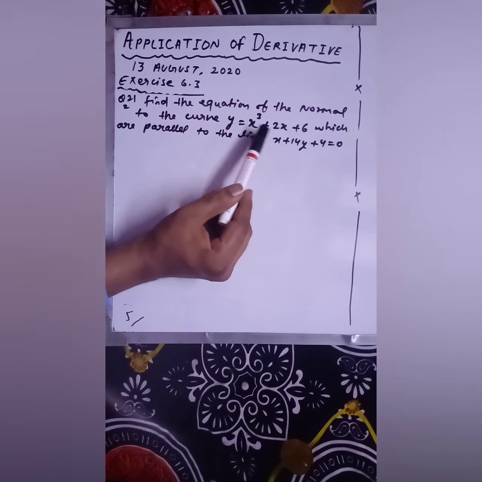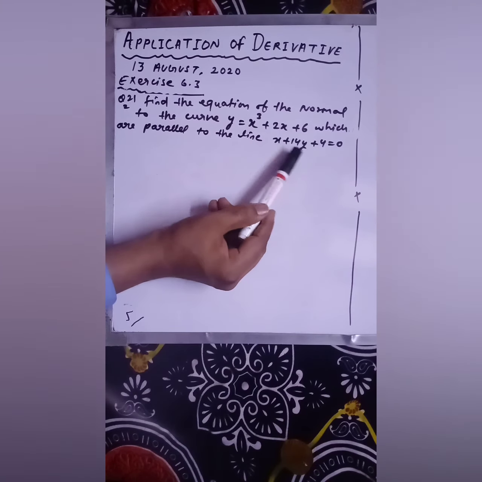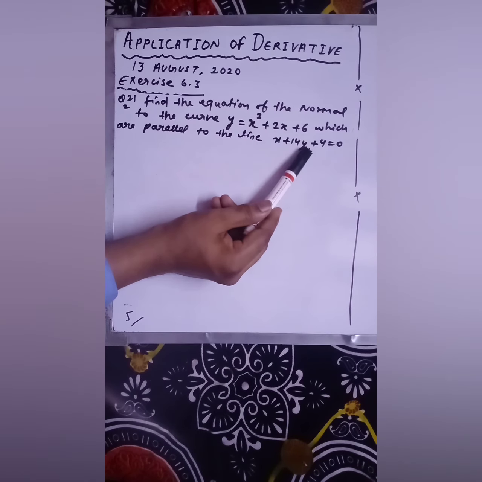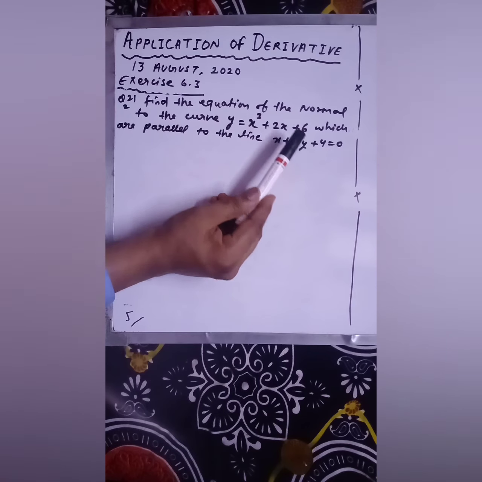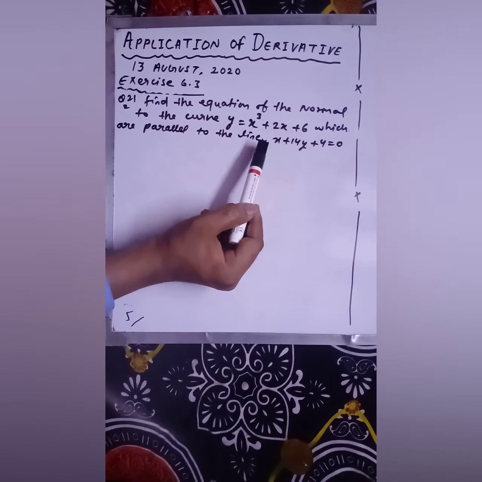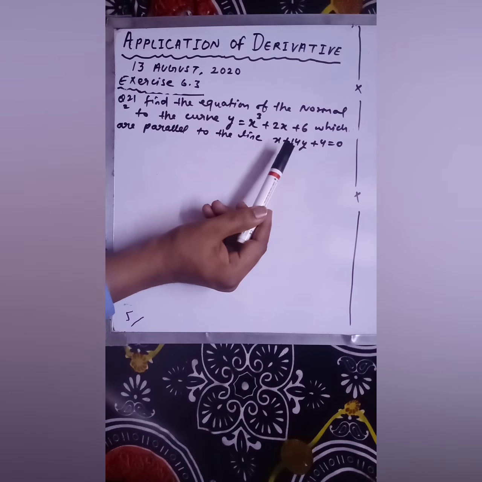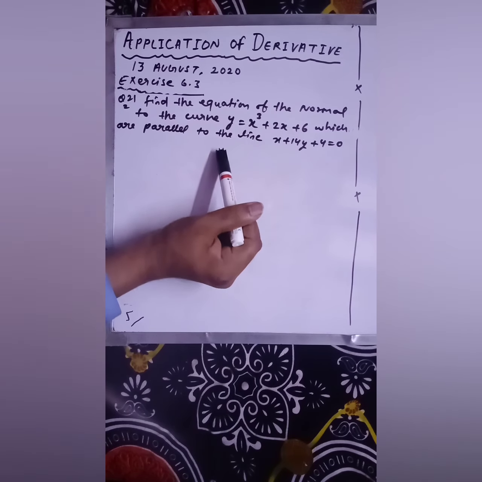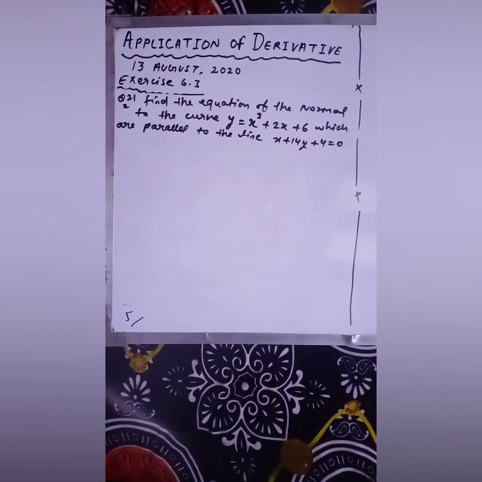Then you have to find the slope of this line, and you have to make both equal. Then they are parallel. If the slope is equal, then you can say that they are parallel. So this is the main concept which you will use in solving this question. So here I am solving.